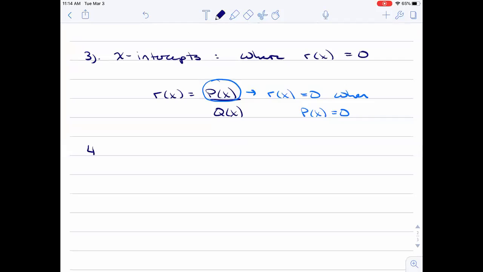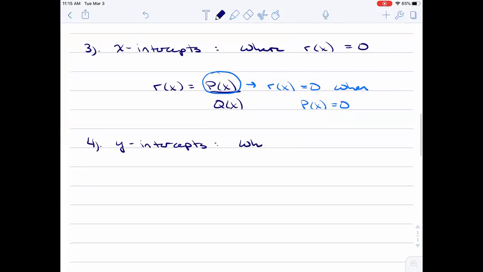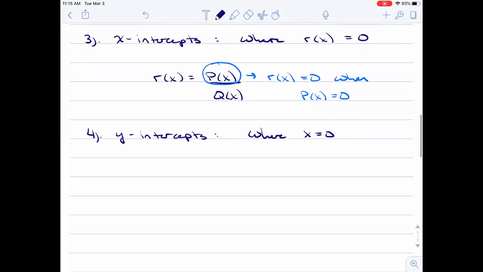The easier intercepts to find are the y-intercepts. That's where x equals 0. So then we just evaluate R of 0, plug in 0 for x and figure out what your y is, and then you've got your y-intercept. I'd say that's the easiest one to get a handle on.